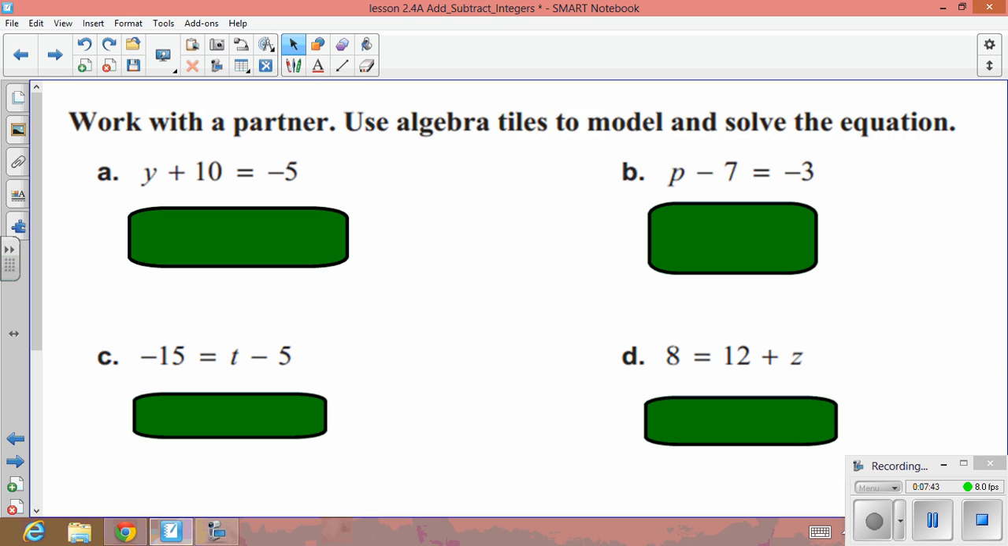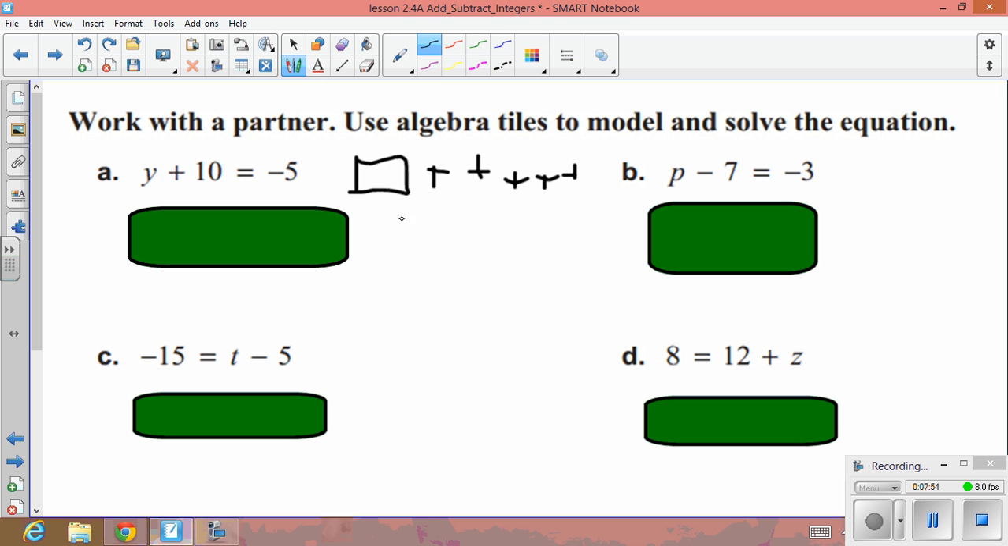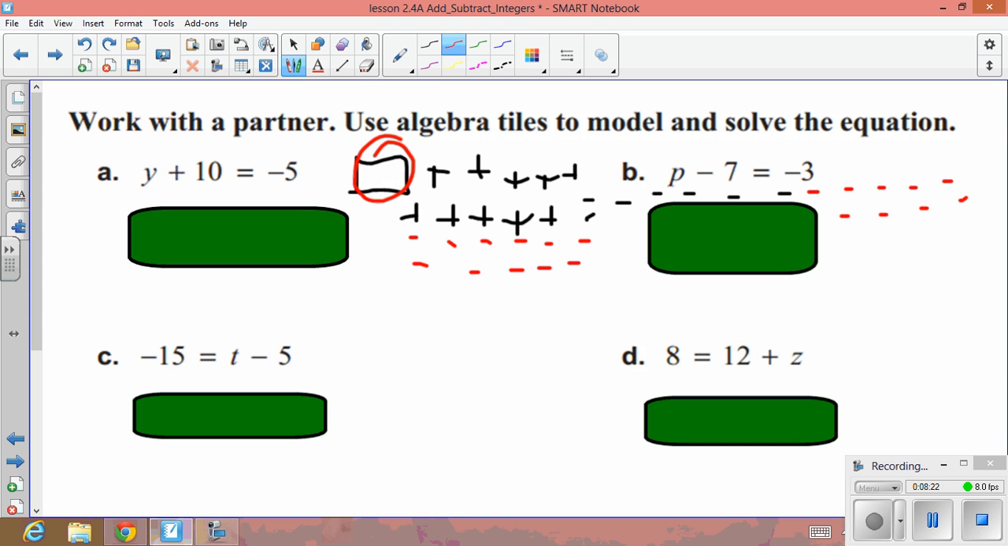Okay, the solution to letter A: we have our variable plus 10 equals negative 5. Our goal is to get this variable alone, so I want to subtract 10 from both sides.